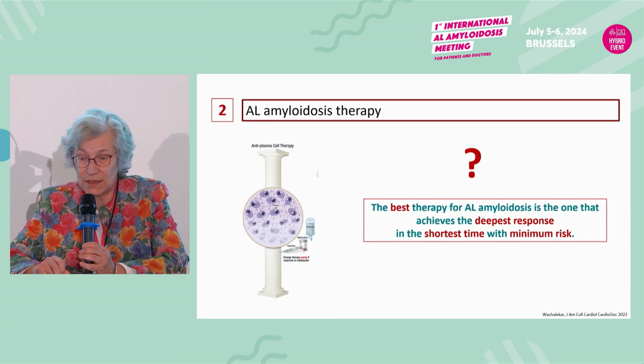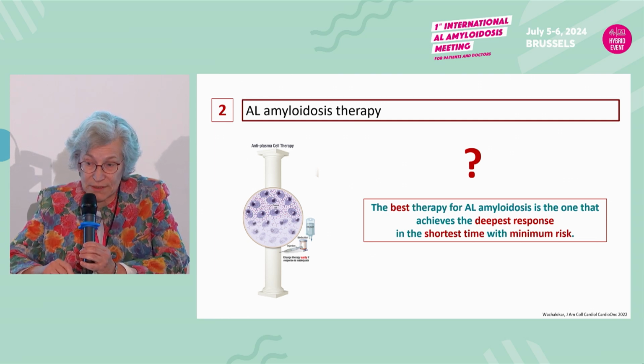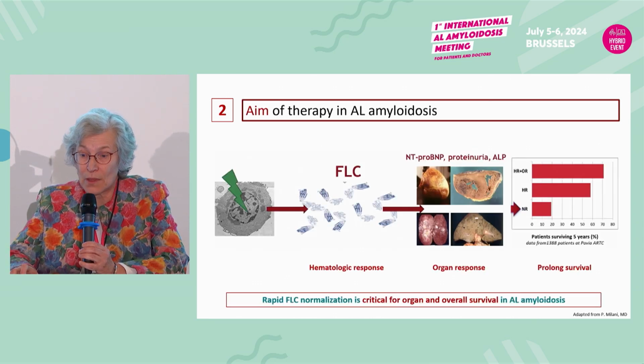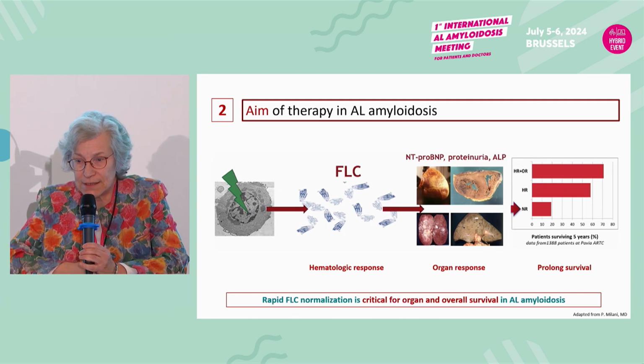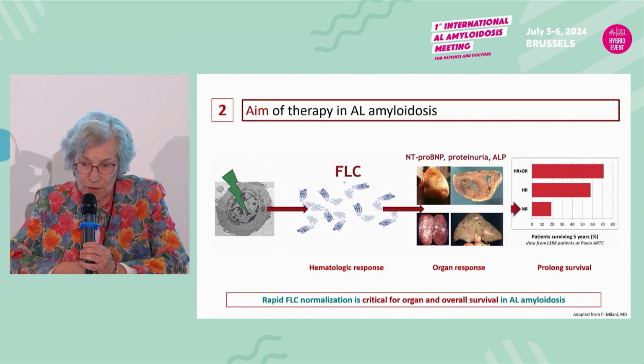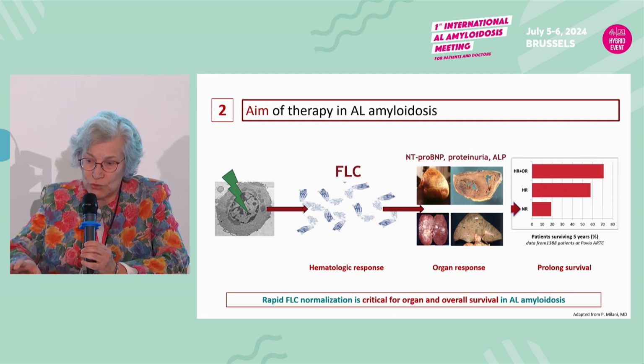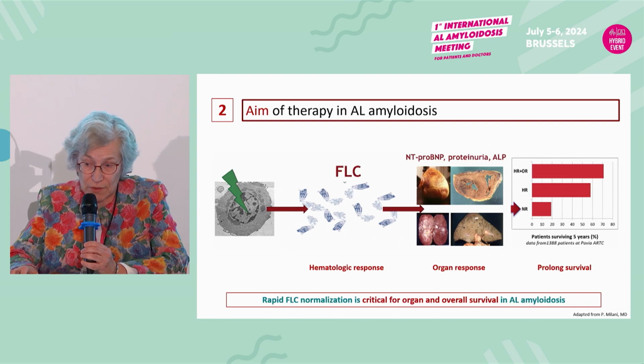The second point is AL amyloidosis therapy. What is the best treatment? Well, probably the best treatment is the one that will achieve the deepest response in the shortest time with the minimal risk, and that was already covered in the morning. So I borrowed this slide from Dr. Milani, and you clearly see that if we want to have a good response, the first thing to get is a hematological response. So we need to have a rapid free light chain normalization that is critical if you want to have an organ response and modify the overall survival.